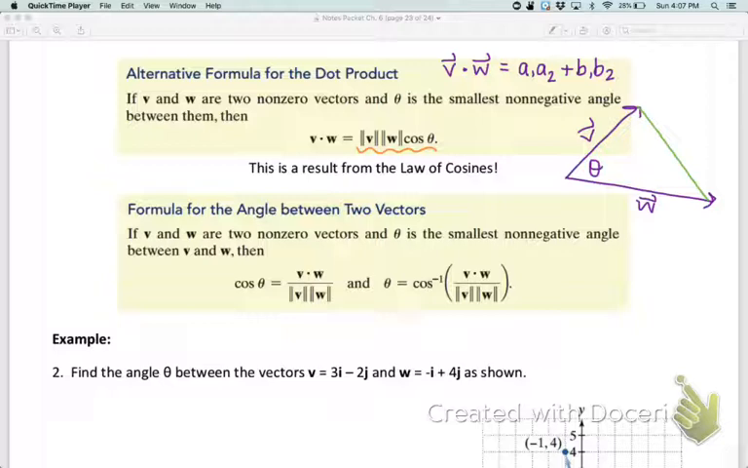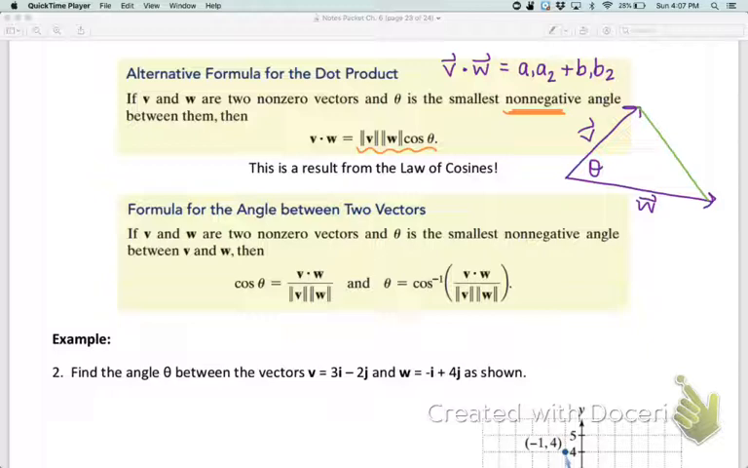That formula in and of itself isn't entirely helpful. It's another way to find the dot product, but the dot product on its own doesn't tell us a lot. But we can use the dot product to find the value of that angle in between. It is important to note that the angle has to be non-negative. We only want the positive direction when we're measuring the angle between.